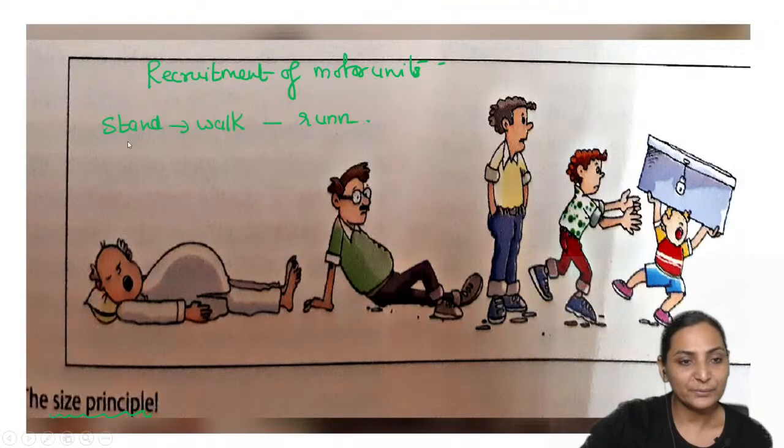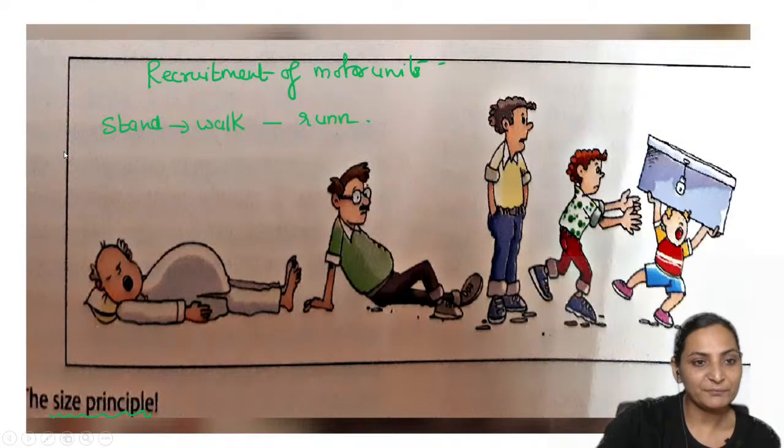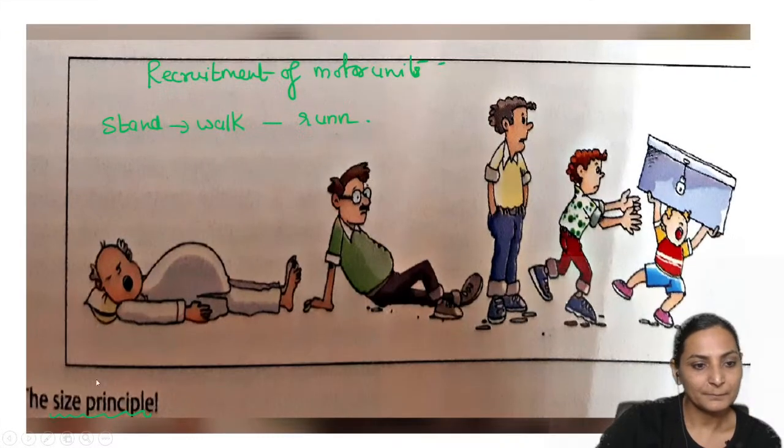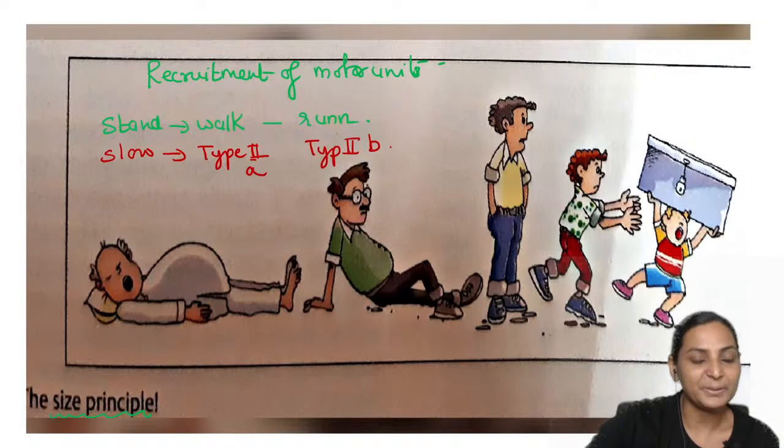How is there going to be the recruitment? Recruitment is going to be from the slow fibers. Yes, the recruitment is going to be from the slow fibers, then type 1A followed by type 2A followed by type 2B. That means if you remember that we have studied the types of skeletal muscle fibers, we've classified them into type 1 and type 2A and 2B.